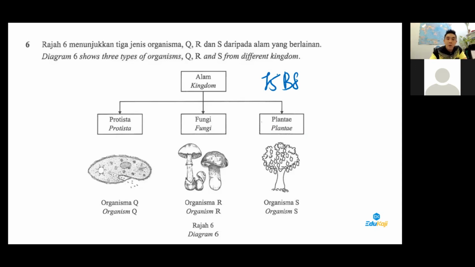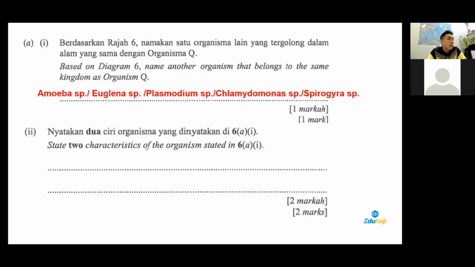Okay, now let's look at the question. Based on diagram 6, name another organism that belongs to the same kingdom as Q. Oh, easy, guys, because this is paramecium, so you can say amoeba. Don't forget to underline the species name.